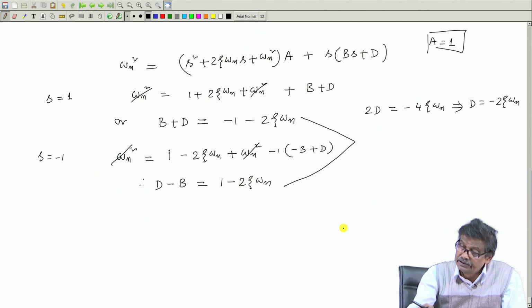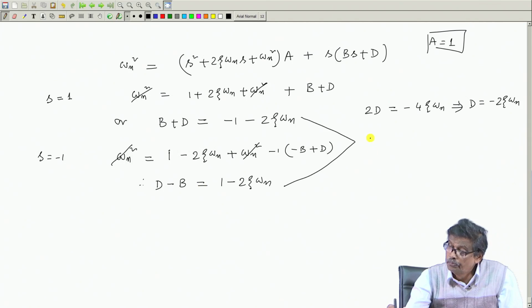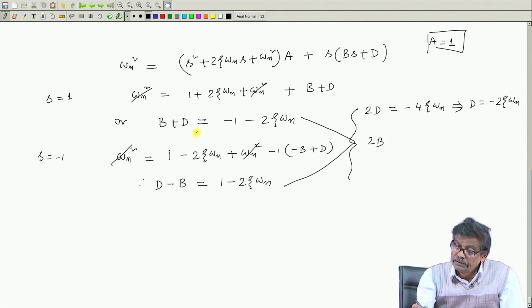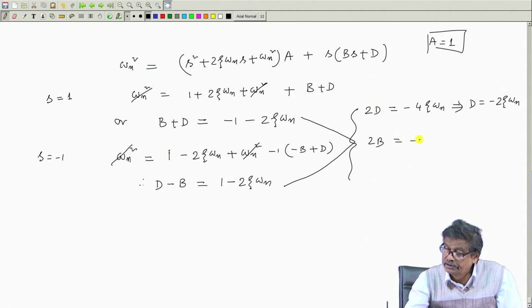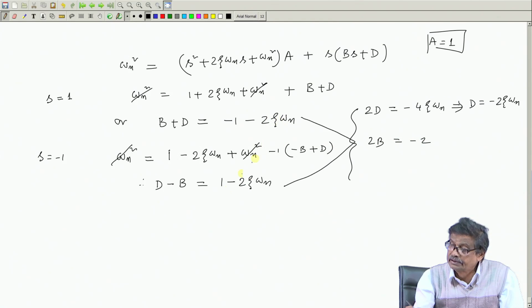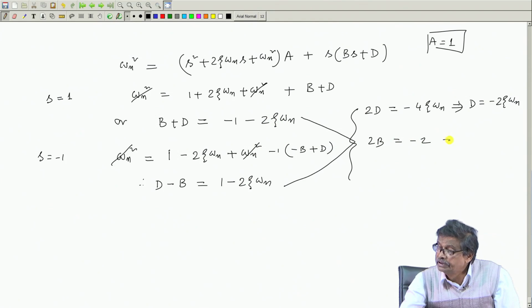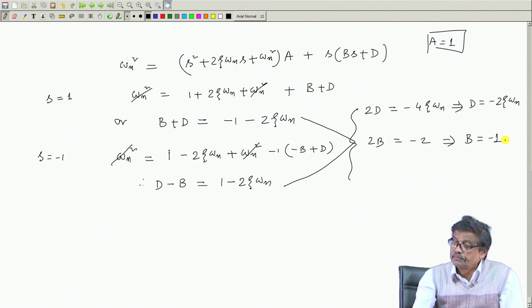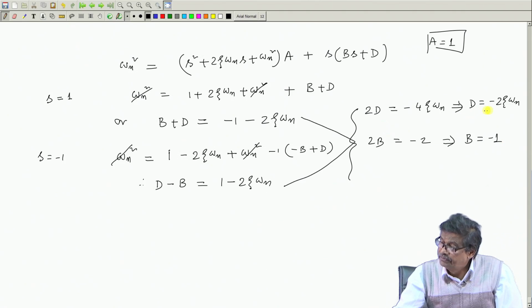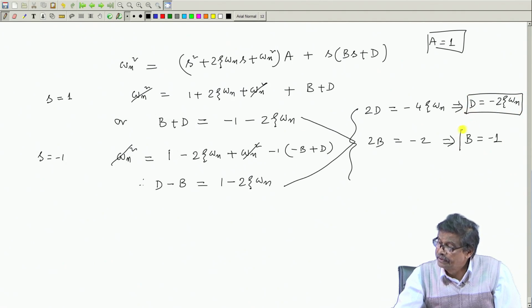Similarly, if you subtract these two, you will get 2B. This minus this, if you do 2B, it will become minus 1 will be equal to minus 2, and these two will cancel each other. So, which implies that B is equal to minus 1. It will be like this. So, I now have all the values A, D and B.